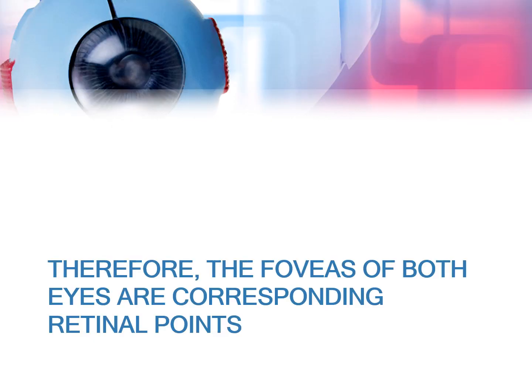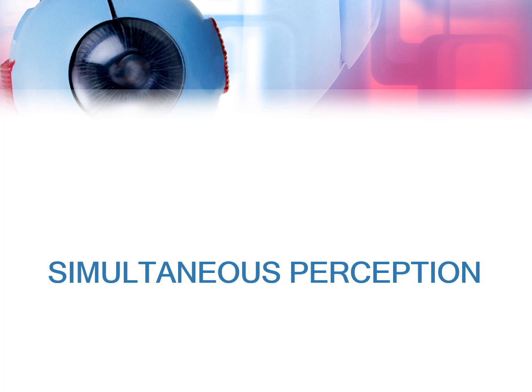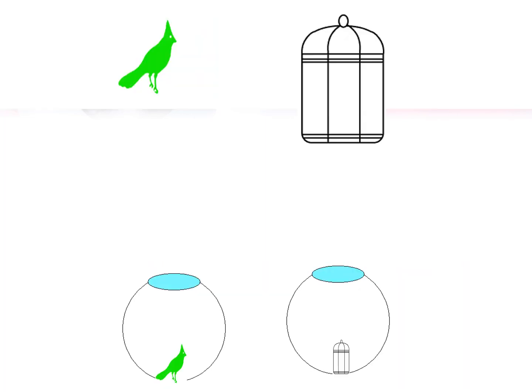Therefore, the maculae of both eyes are corresponding retinal points, as the image falling on the fovea of one eye should fall on the fovea of the other eye. The third principle is simultaneous perception. Simultaneous perception refers to the ability of the brain to see with both eyes at the same time.